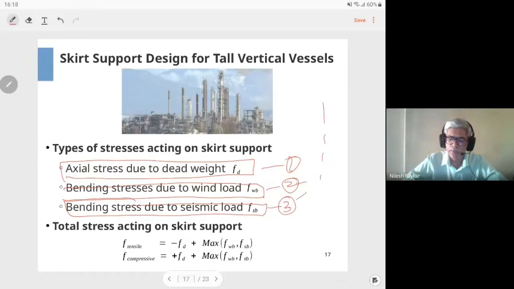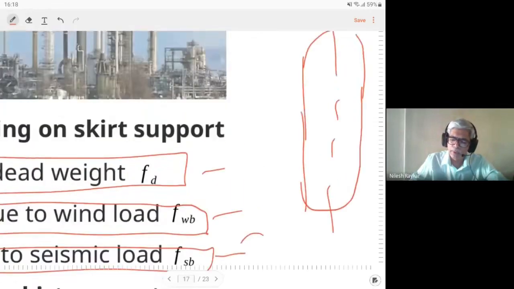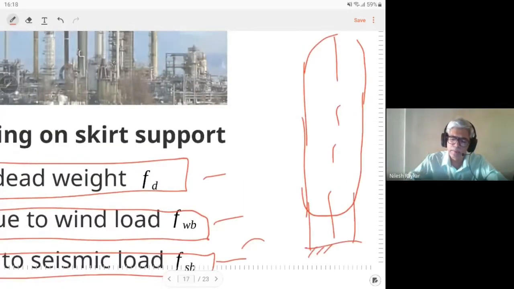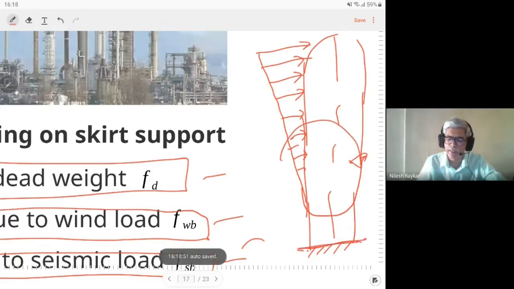So if you have a vessel, I'll be providing the support at the base. The wind load will be acting. Wind velocity varies as per the altitude, so the wind loads will keep on increasing as the altitude or the height of the equipment increases. This transverse load, because of the wind, will cause a bending moment, which will be maximum at the base. So this entire vessel acts as a cantilever, which is supported at the base plate of the skirt.